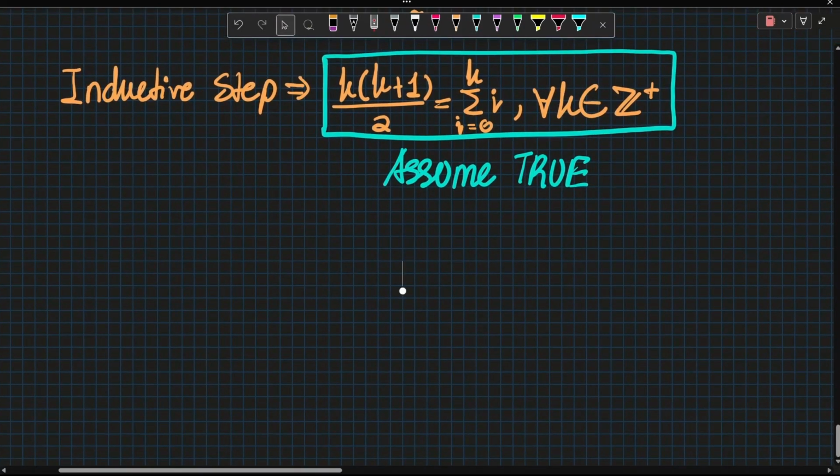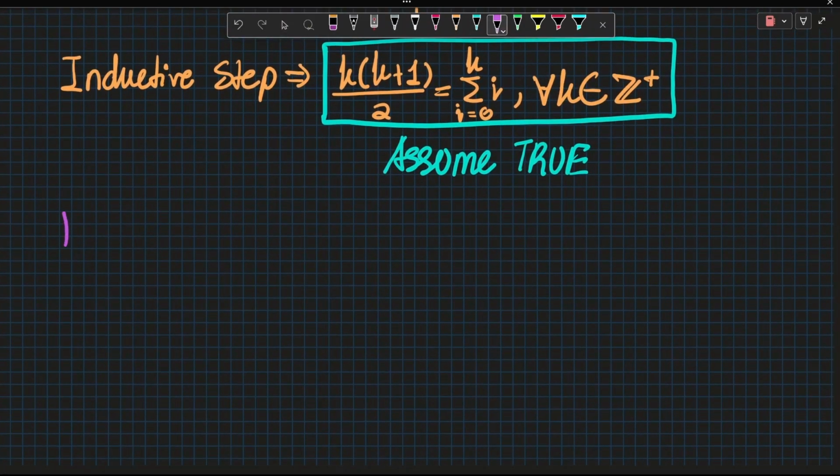Now we show that this assumption holds for k plus 1, right? Because if it applies for k, right? A k is this value here, some random value that's an element of the positive integers, then it must follow for k plus 1, or the next positive integer. It doesn't matter what it is, it just has to hold for it.